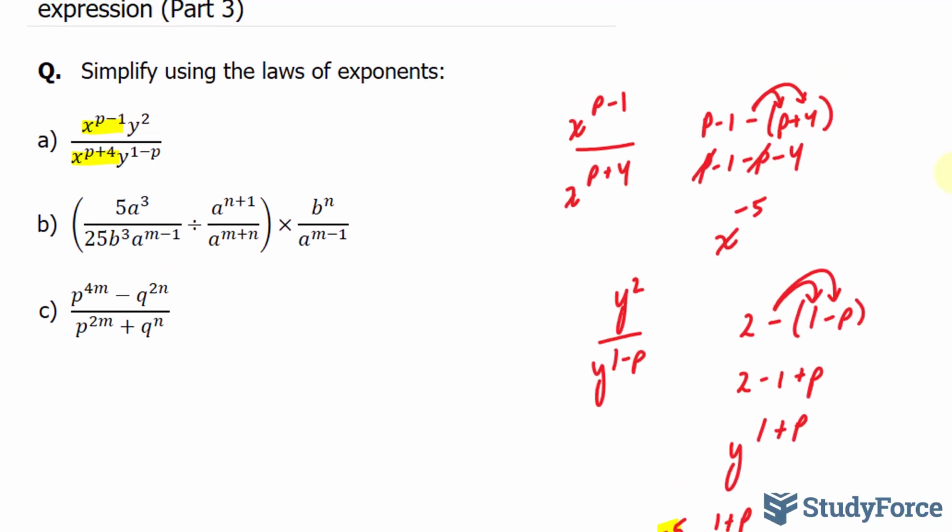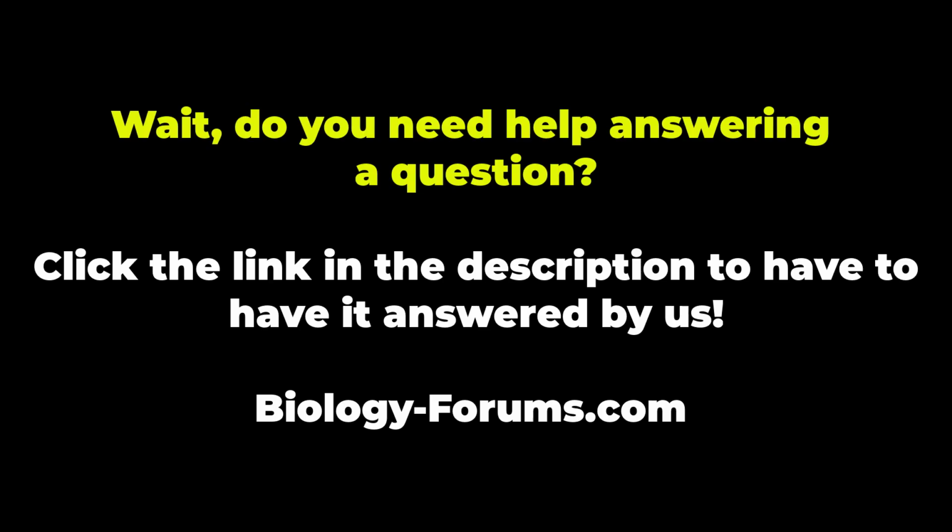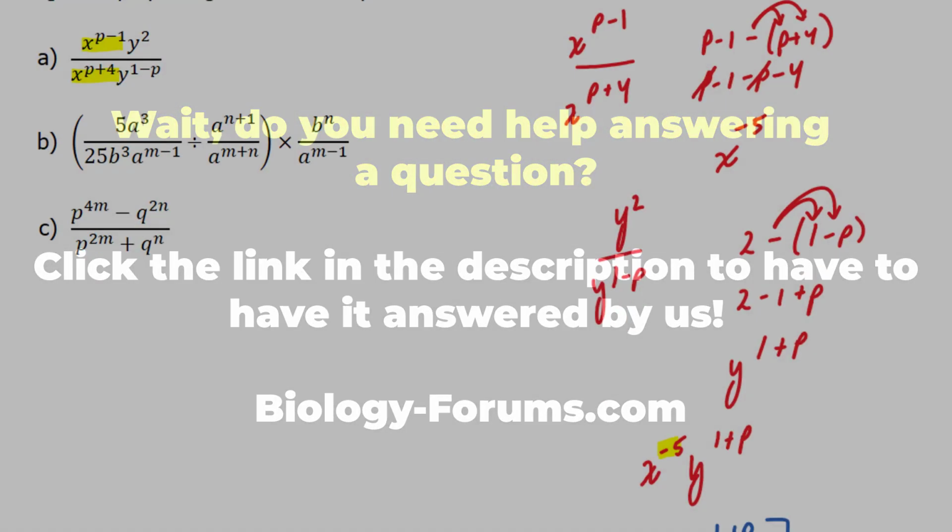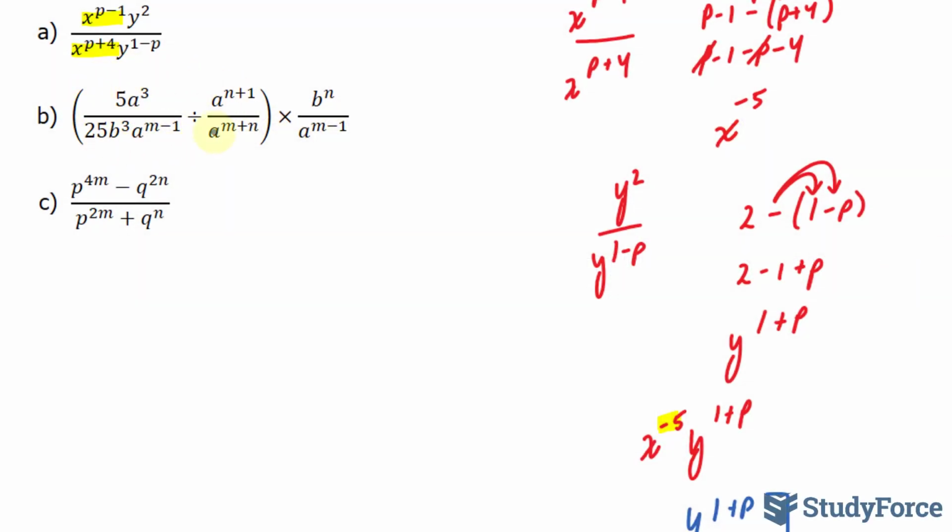In question B, we have a slightly more complicated expression. We have these two factors being divided and then this one being multiplied on the outside. The first thing that I would do to approach this is change this into multiplication and flip this fraction. Because according to the order of operations, we have to do what's inside the brackets first.